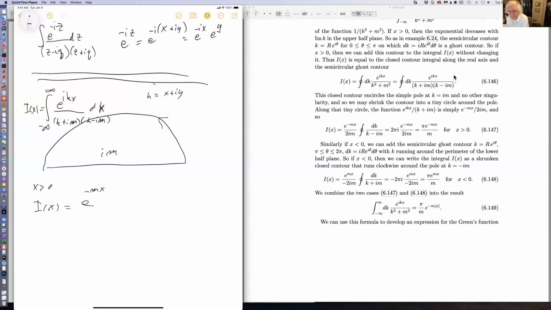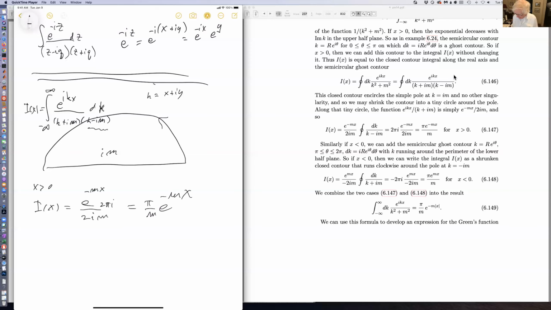And then using Cauchy's integral formula, let's look at the denominators. We're setting k equal to im, so that this thing is the pole. If k is equal to im, this is 2im. And the rest of it is 2 pi i, and so altogether the 2's cancel, the i's cancel, and we get pi over m e to the minus mx. This is for x positive.